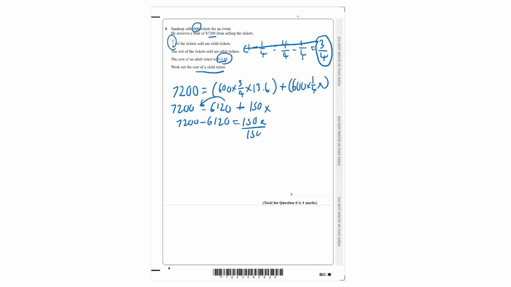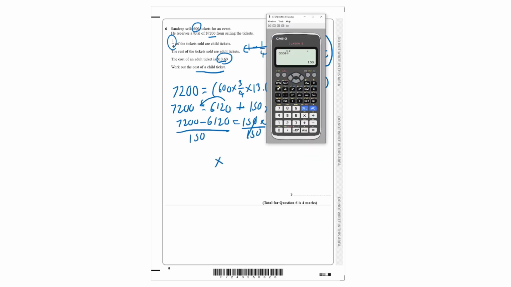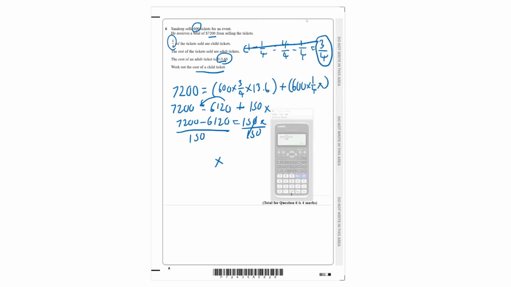We can divide both sides by 150. That cancels out. Divide by 150. And now we can find out what x is. So we can see it is 7,200 minus 6,120 divided by 150, which gives us $7.2 per child ticket.